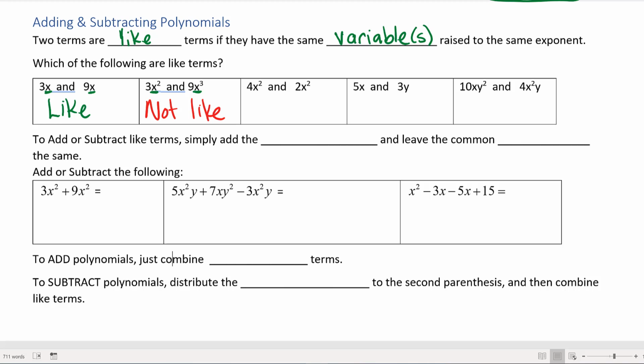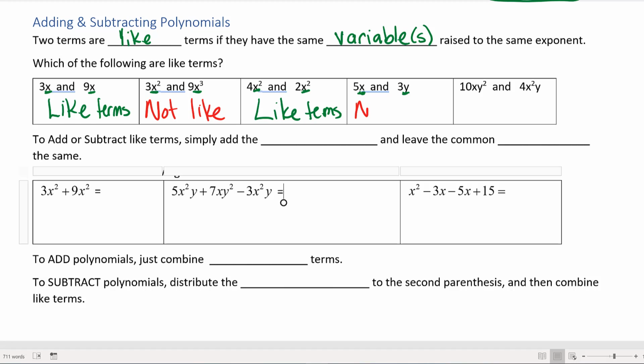How about the next one? We have x squared and x squared. So 4x squared and 2x squared are like terms. How about the next one? We have x and y. 5x and 3y. The x and the y are not the same letter, so they're not the same variable raised to the same exponent. So these are not like.